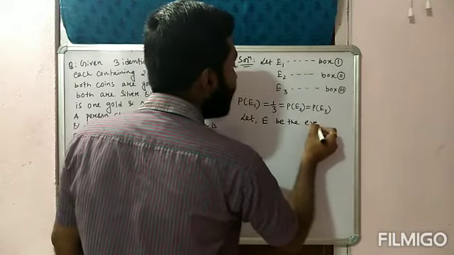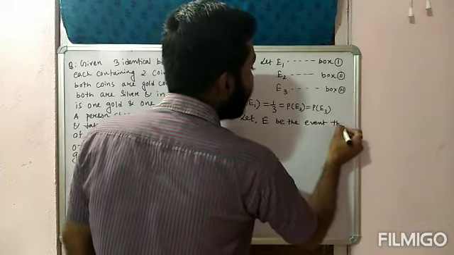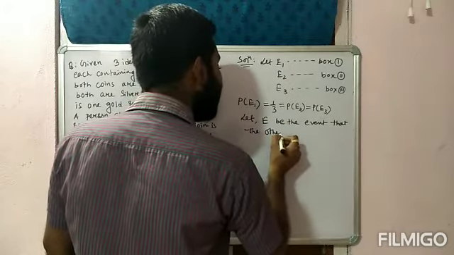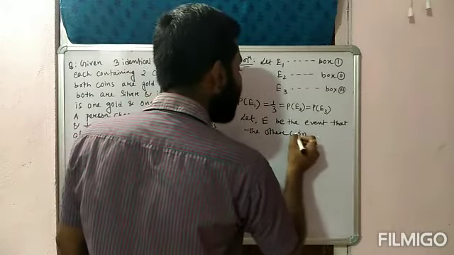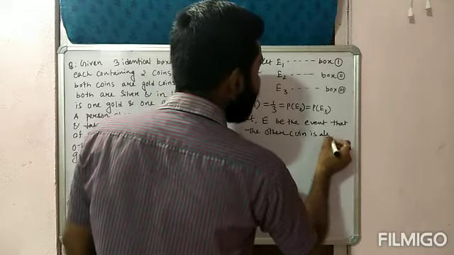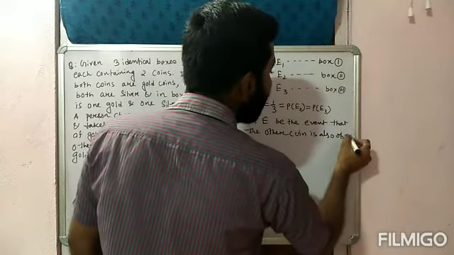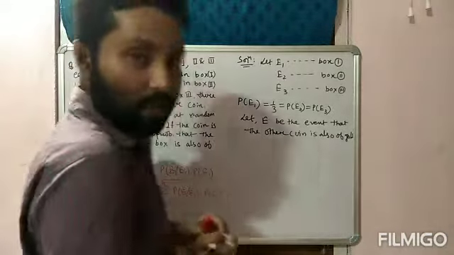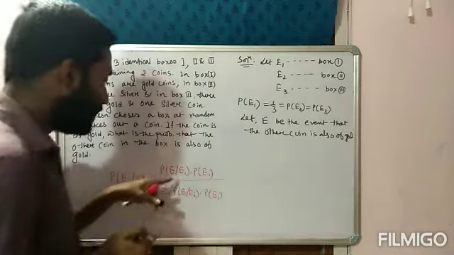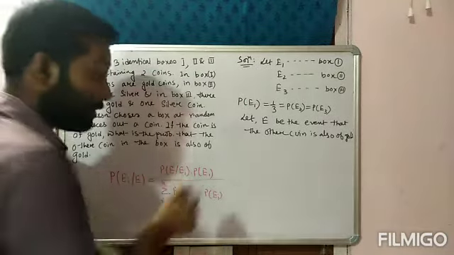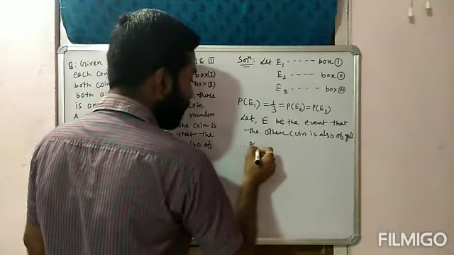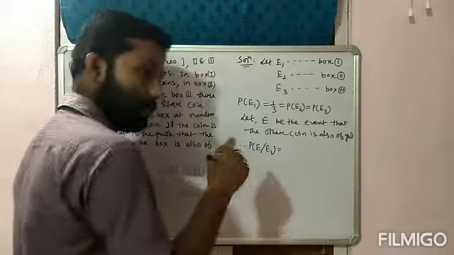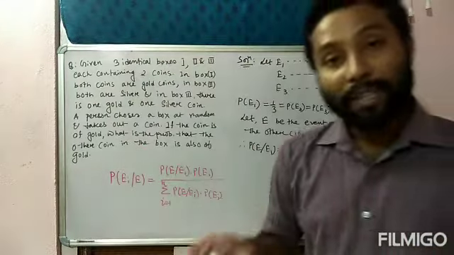Let E be the event that the other coin is also a gold coin. Okay, let E be the event that the other coin is also a gold coin. So therefore what do we need to find out now? E slash Ei. So that means probability of E slash E1. Yes, first P of E slash E1, then P of E slash E2.